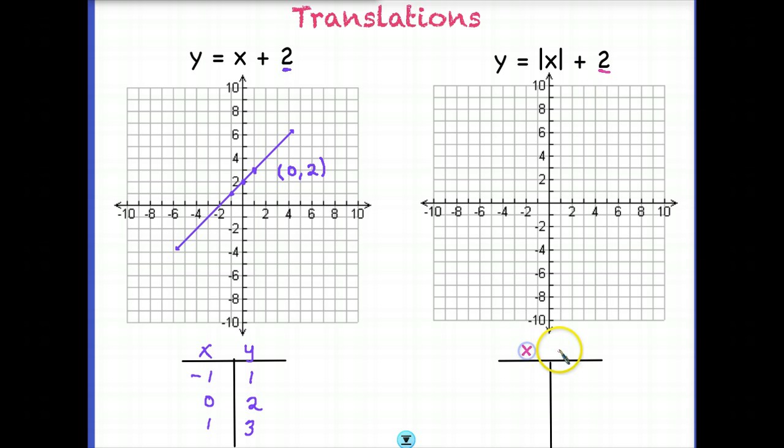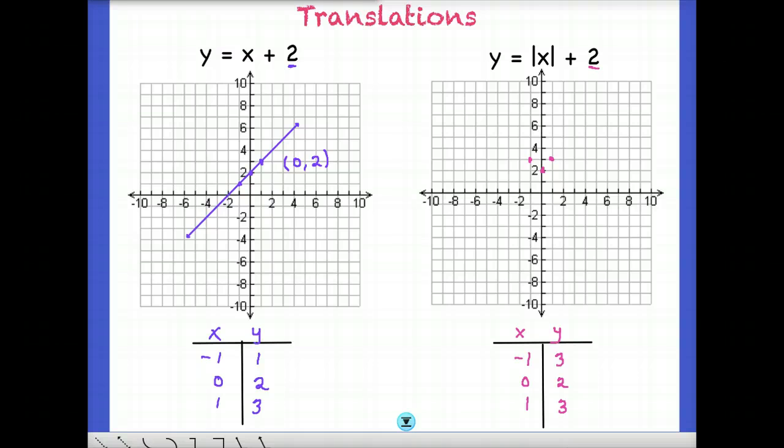So let's make some points just like we did before. We'll use our -1, 0, and 1 so we can see exactly what it does to our original graph. So remember, plugging in a -1 here for absolute value x just gives us 1, and 1 plus 2 is 3. Okay, plugging in a 0, we would have 0 plus 2, which is 2, and plugging in a 1, we would have 1 plus 2, which is also positive 3. Okay, so if we graph those, we're going to go out -1, up 3. We have a point here at 0, 2, and then another point here at 1, 3.